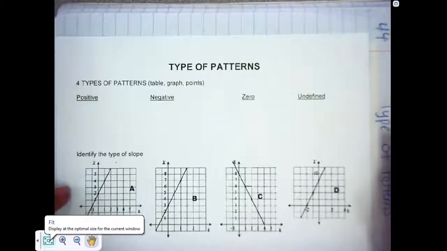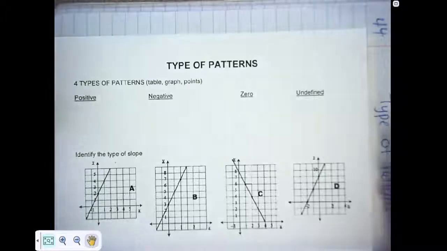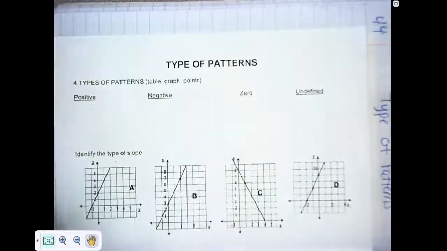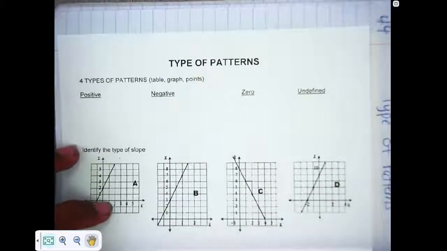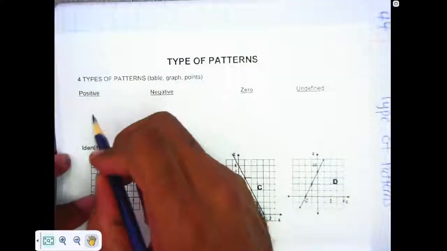So here on this page, on your next page, types of patterns, we're just going to be simply identifying whether it's a positive, negative, zero, or undefined type of pattern or slope. Okay, so we're going to take a look at some different graphs, some different points, and figure out what those are. So first, we want to fill in what is a positive slope.